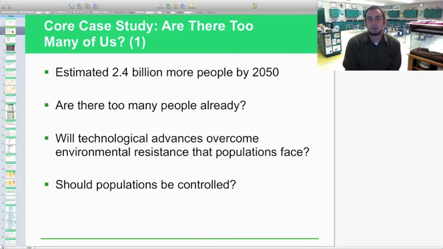But how are we going to control populations, or should populations be controlled? We're going to investigate that. We're also going to talk about what China has done in their population control methods, as well as India, and we'll compare that to other countries around the world as well.